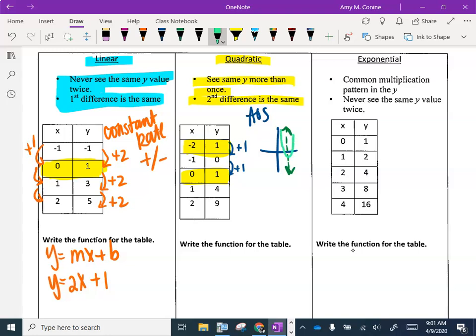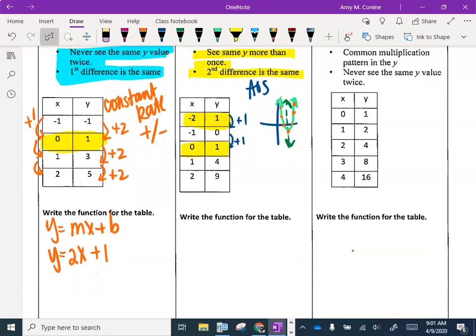Your parabola is symmetrical, so that means you're going to have y values on here that are going to be the same except for your vertex, because that's the center. It doesn't reflect on itself. So when we're looking at a quadratic, that's what it looks like.